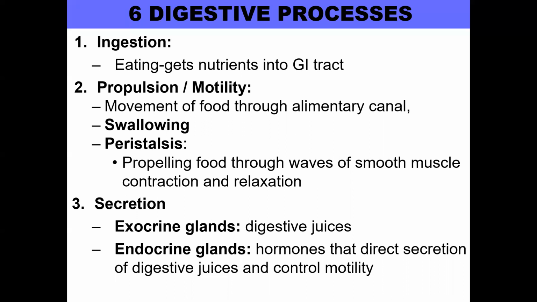We're going to look at different hormones that direct the secretion of juices. There are going to be different hormones that control motility, movement through the digestive tract as well. So all accessory organs will secrete something. It might be an endocrine secretion, it might be an exocrine secretion. And most of the alimentary canal organs secrete something as well, even if it's just mucus to keep things moving along.